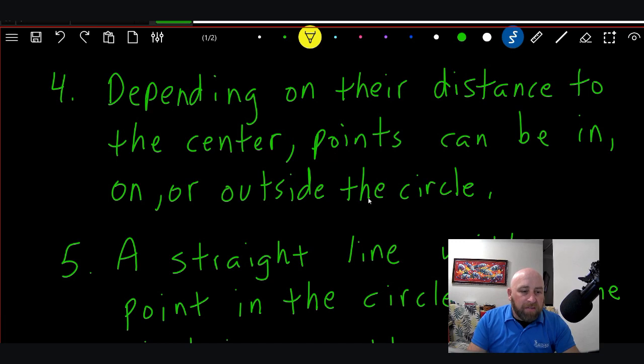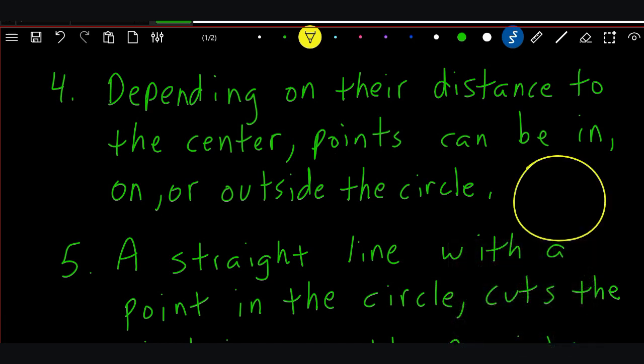So depending on their distance to the center point. So again, here's our little circle here, and we can make a center point here. So let's change our color. We'll put a pink dot. So there's 3 relationships that a point can have.